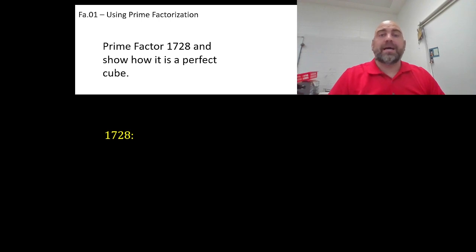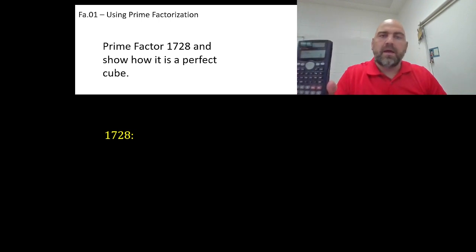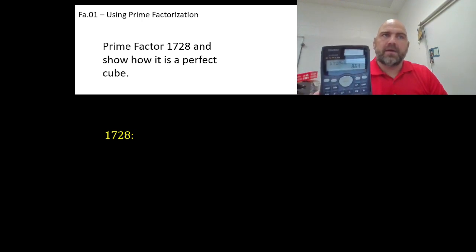One of the ways that I show my classes how to prime factor is just to start dividing numbers out, and you can use a calculator for that. I'm going to pull my calculator out. Okay, so here's my calculator. Might be a little backwards in there. On here, I'm going to type in 1728. All right, now let's start by dividing out prime numbers. The first one I'm going to divide out is 2. And when I do that on my calculator, I get an answer of 864.